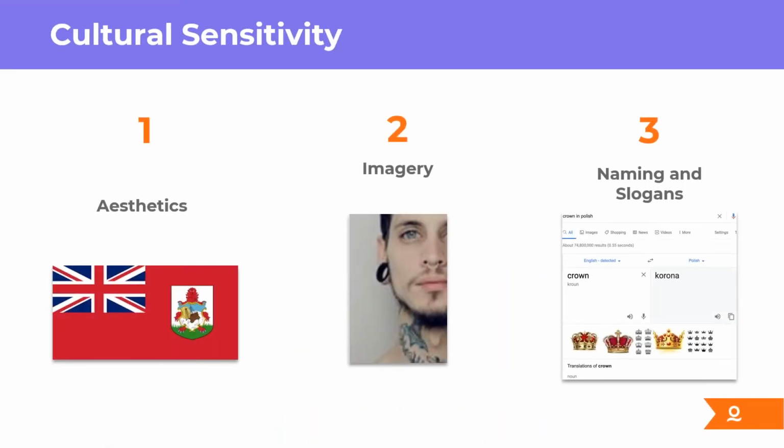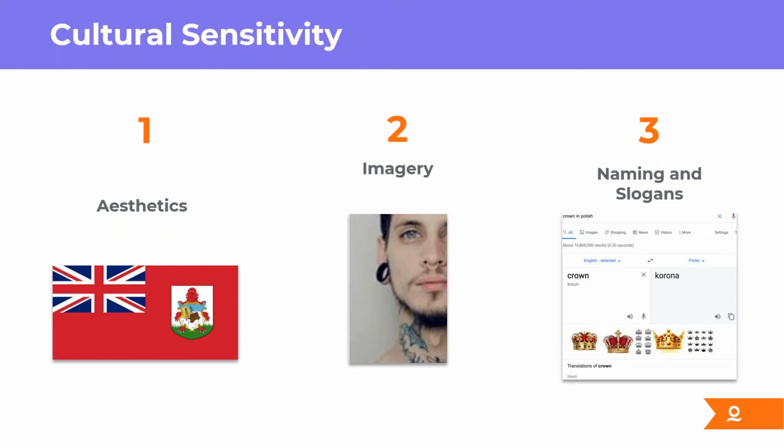Okay, when we're thinking about audiences in different markets, you need to be aware of cultural sensitivity. There are three things that we generally consider. Lots of different ways of doing it, but three things you can remember are aesthetics, imagery, and naming and slogans. And I'll go through one by one.